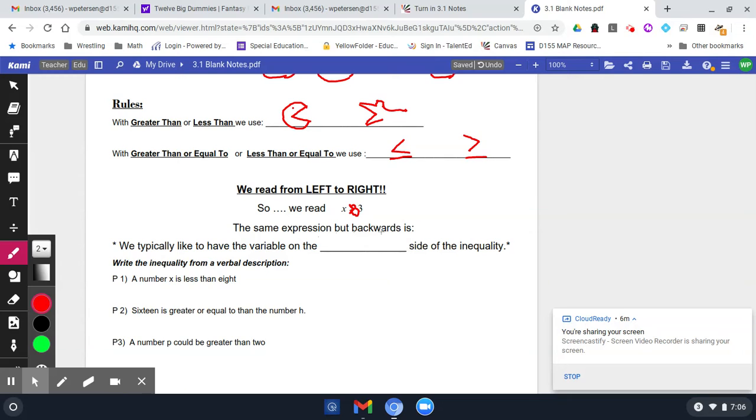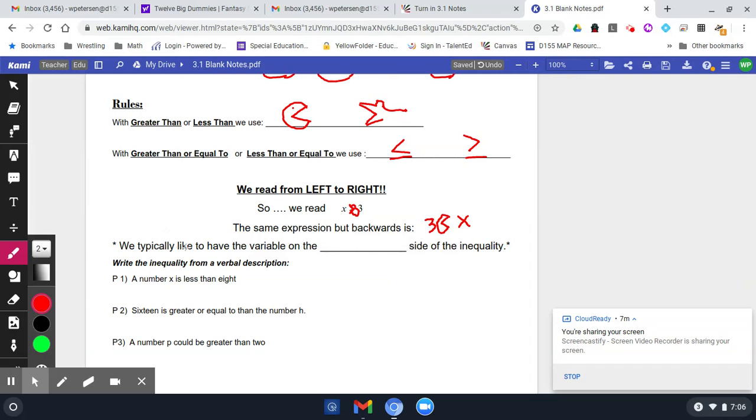The same expression but backwards, we could write like this: 3 is less than x. Even though these are the exact same thing, this one reads x is greater than 3, and this one reads 3 is less than x. But either way, we are saying that x needs to be the bigger number, because no matter which way we put this symbol, the Pac-Man still wants to eat the bigger number. It's facing this way on this equation, and this way on that equation, but they're the exact same equation. We're just writing them on different sides.